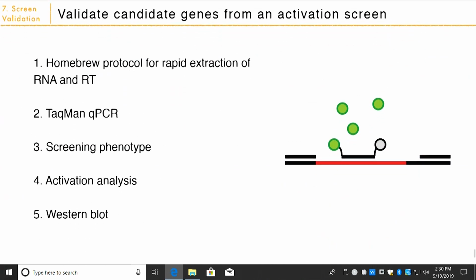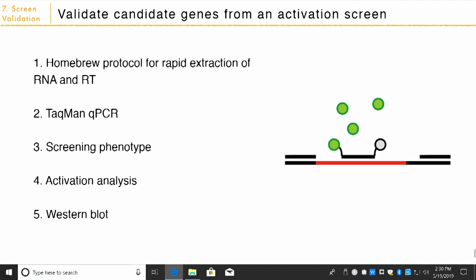So for the activation screen, what you want to do then is verify that activation or repression, you want to verify that your RNA is increased or decreased as you would expect. In the protocol, we provide this homebrew protocol for rapid extraction of RNA as well as reverse transcription. It's very similar to the Cells-to-CT protocols by Thermo, except Thermo sells this kit for, I think, a couple thousand dollars per plate, and ours costs maybe 1% of that. So I would highly recommend looking into this.